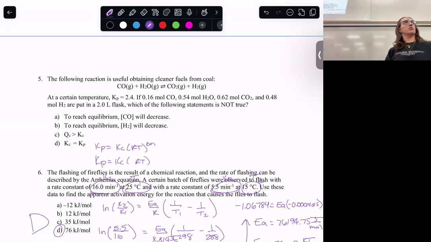Is our equation balanced? Yep, it is. Our equation is balanced, so we have 2 moles of products minus 2 moles of reactants. This becomes 0, which makes our exponent 0, which makes that RT portion 1. So this means that Kp is equal to Kc. So that answer choice is true. We're looking for something that is not true, so this is not going to be our answer. Okay, questions on answer choice D?